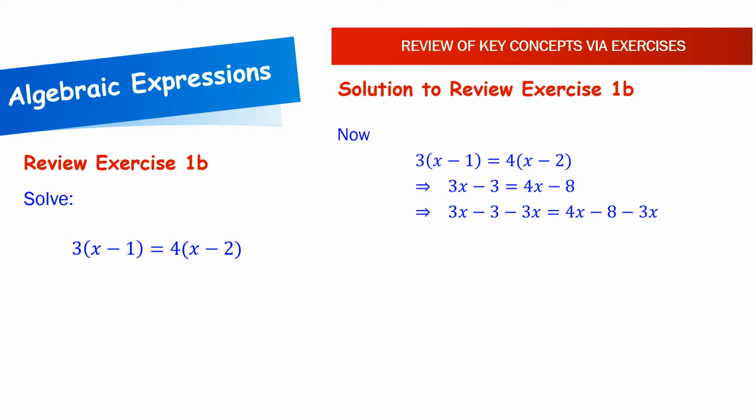And now tidy up. The 3x's cancel and the minus 3 stays as it is. 4x minus 3x is x, and minus 8 is as it is. Now rearrange so that the x minus 8 is on the left-hand side and the minus 3 is on the right-hand side. This allows us to give an equation in the form x equals something.